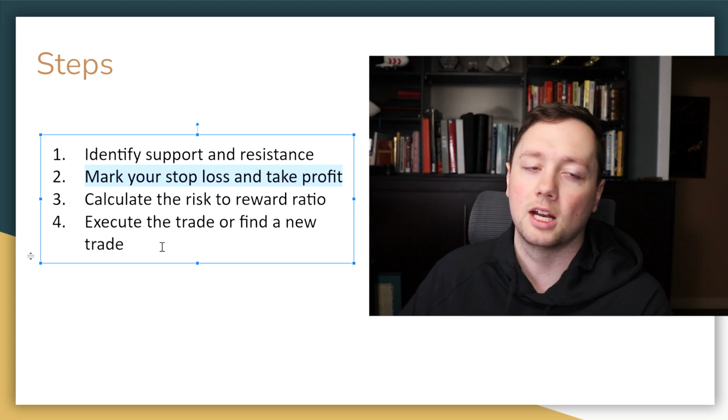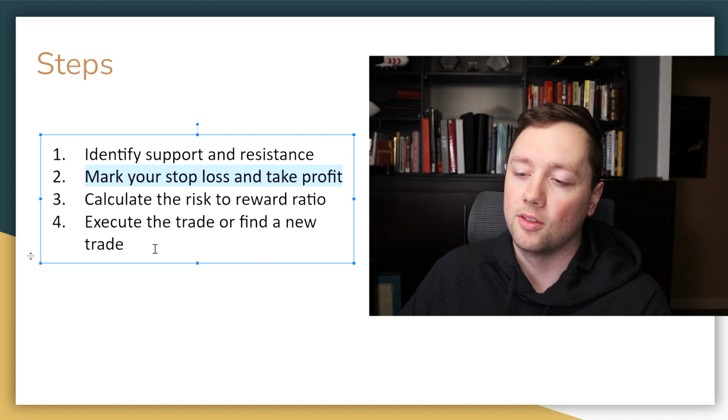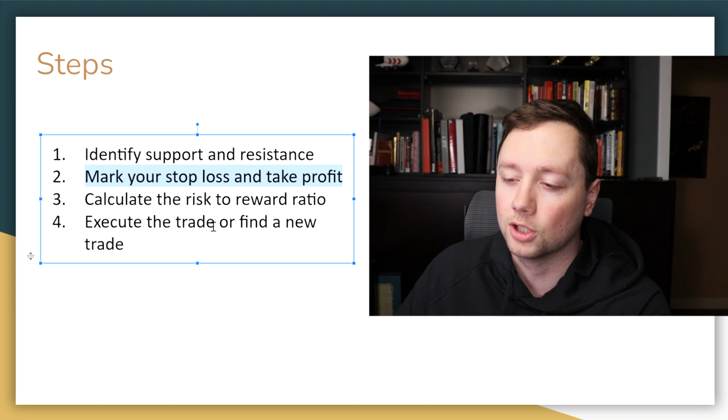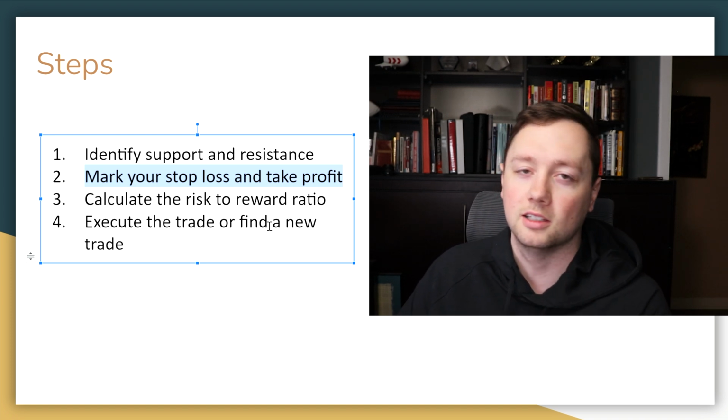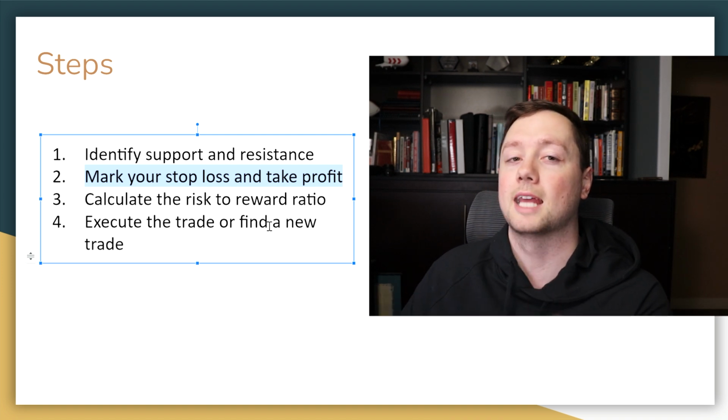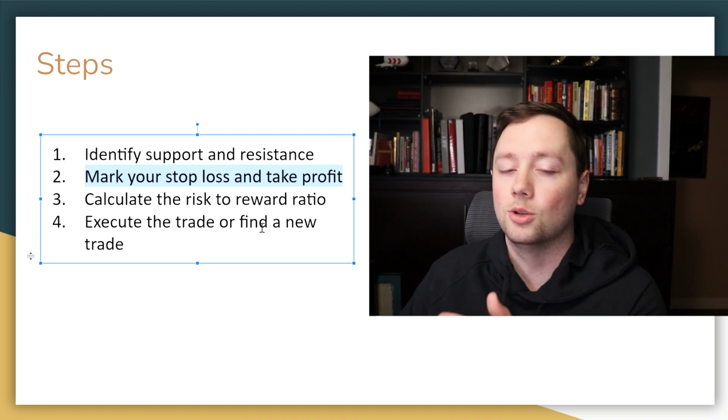And once you find a trade that meets your risk to reward ratio, then you can execute the trade. Or if it doesn't meet the ratio that you are looking for, then you need to move on and find a new trade, or put in some alerts so that when the price comes down to the levels that you're looking for, you can make an entry.